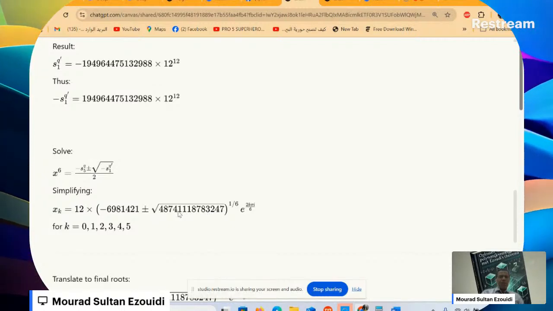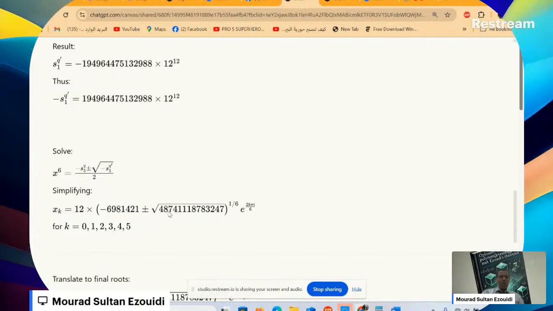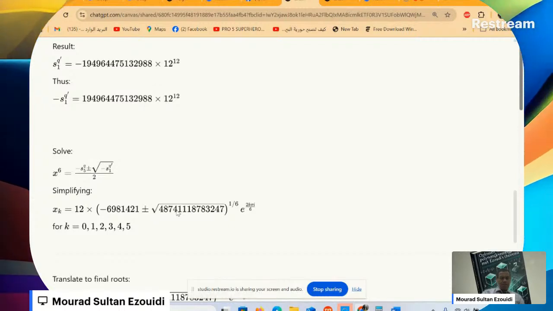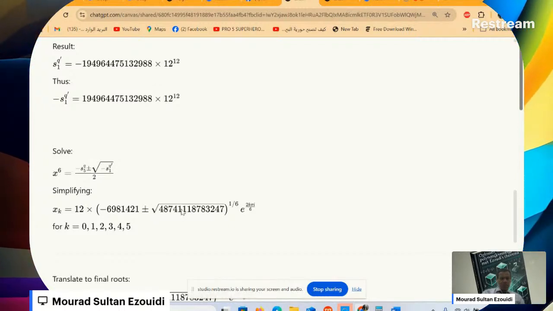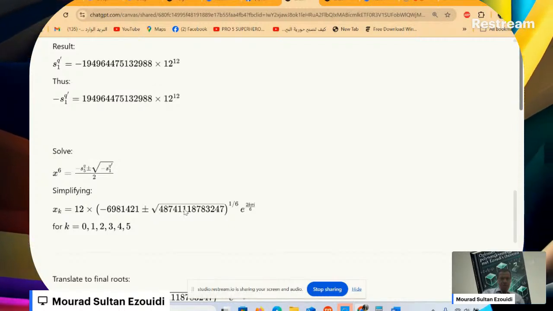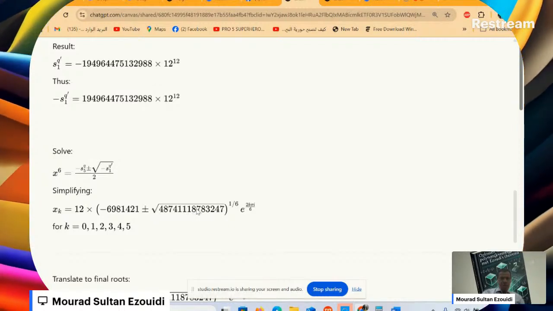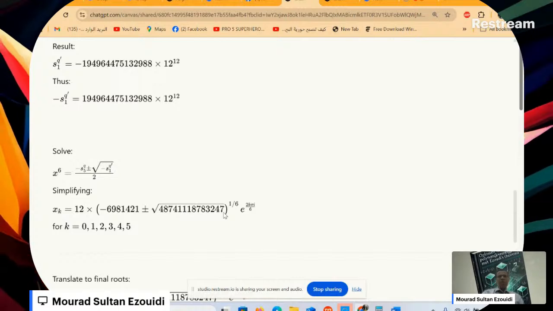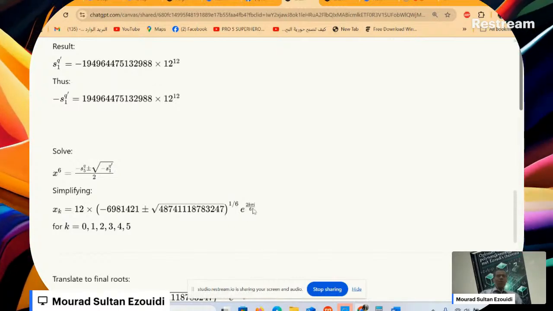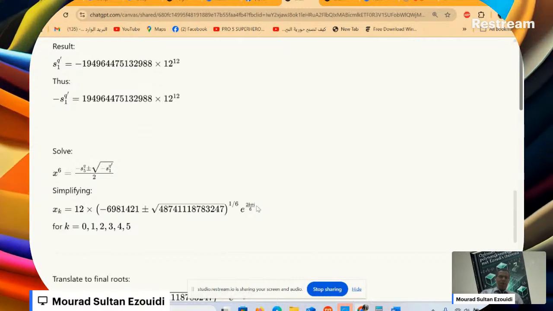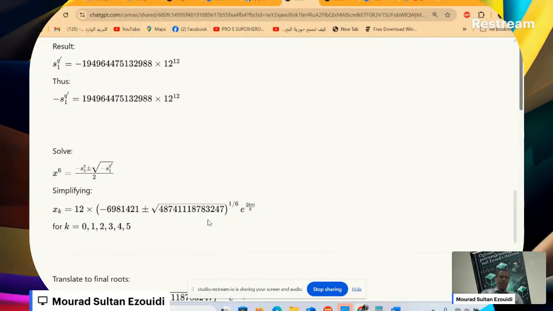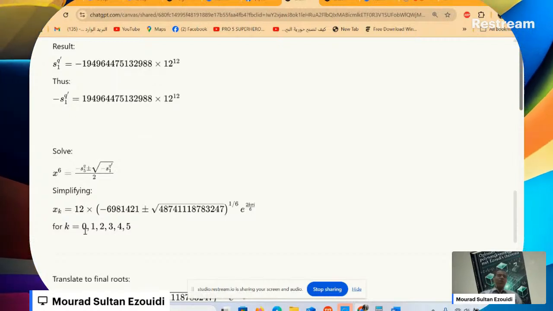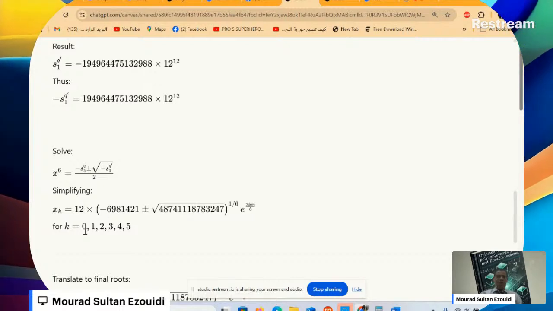the root of 4 trillion 874 billion and 118,000,000 783,247 raised to the power 1 over 6, exponential to k 2 pi divided by 6. For k, of course, it belongs to the set of numbers from 0 up to 5.